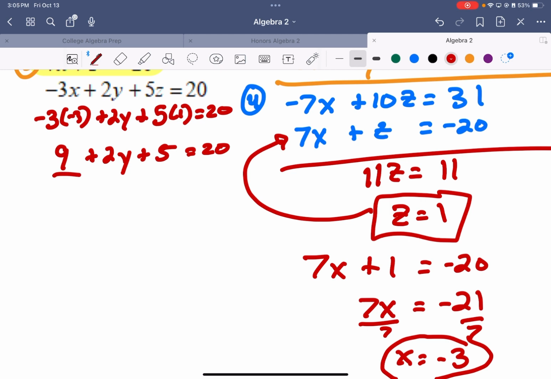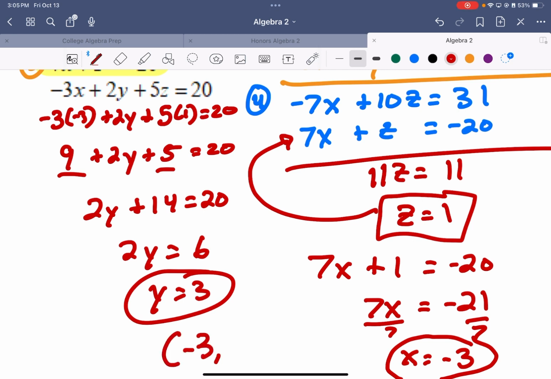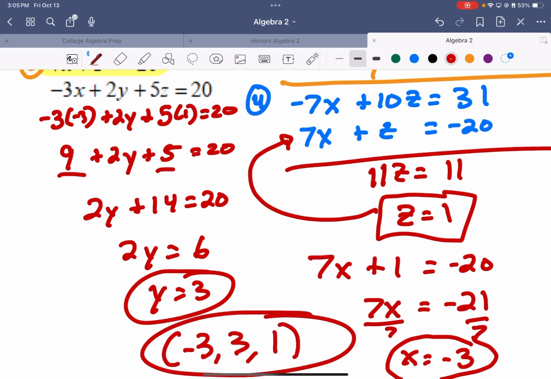Combine like terms. 9 plus 5 is 14. So 2y plus 14 equals 20. 2y equals 6. Subtracting 14, 20 minus 14 is 6. 2 times what is 6? 3. So your solution, x, y, z: -3, 3, and 1.